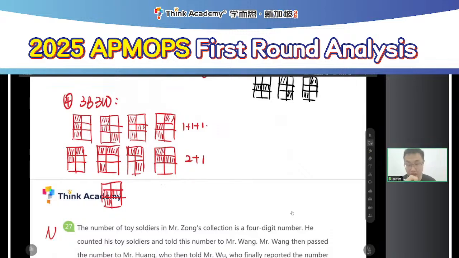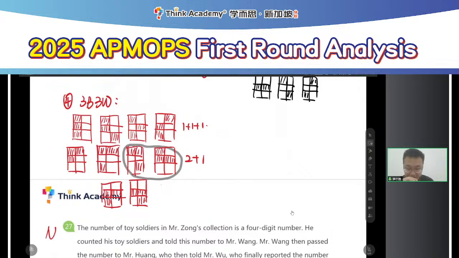Yeah, these two are the same, right? So which two are the same? We flip this one to make it black, black, black. So you see, these two are the same. These two are the same. Okay, these two are the same.